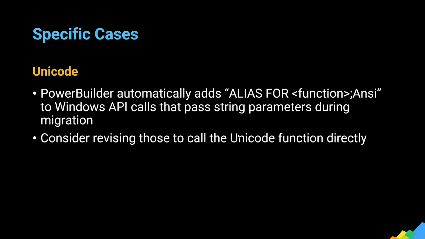And so what you could do is go through and find those API calls, those external function calls that are originally taking ANSI, and convert them to call the Unicode version of the function. And then therefore you don't need the semicolon ANSI, and PowerBuilder doesn't need to be converting back and forth from Unicode to ANSI.